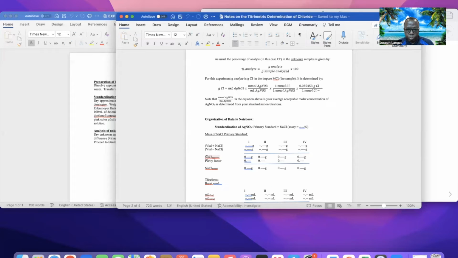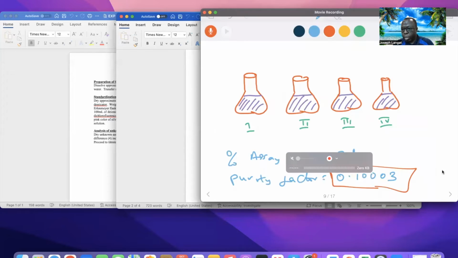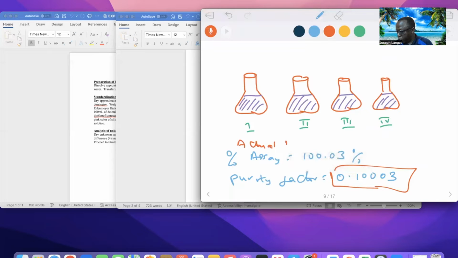so that when you multiply the purity factor here by the apparent mass of sodium chloride for each trial, you get the actual mass. All right? Here, actual NaCl is apparent NaCl times purity factor. All right, this will give you the actual mass of sodium chloride.